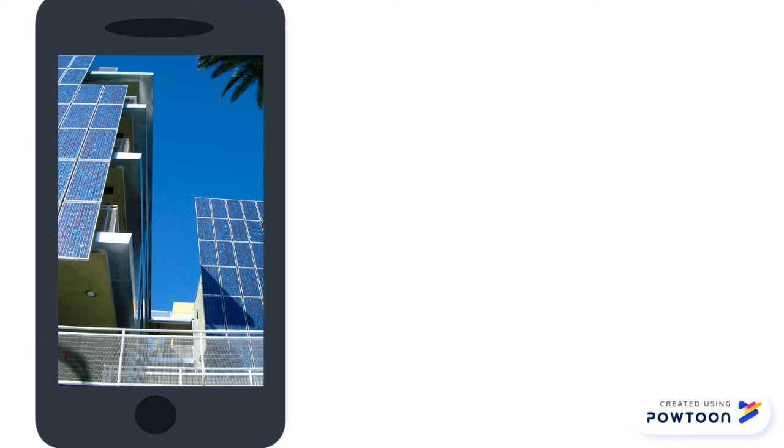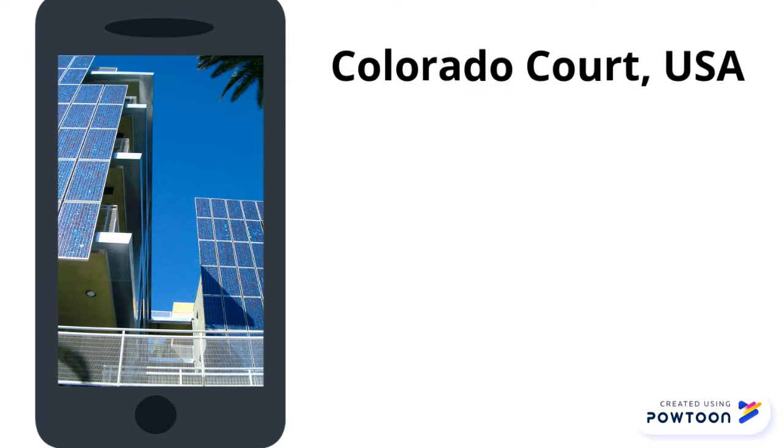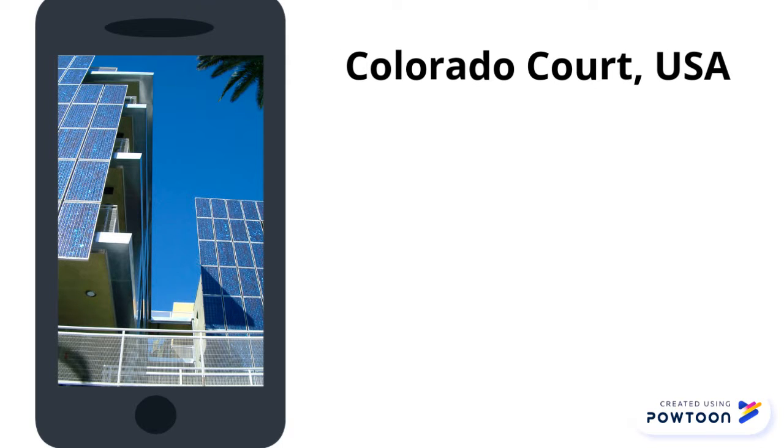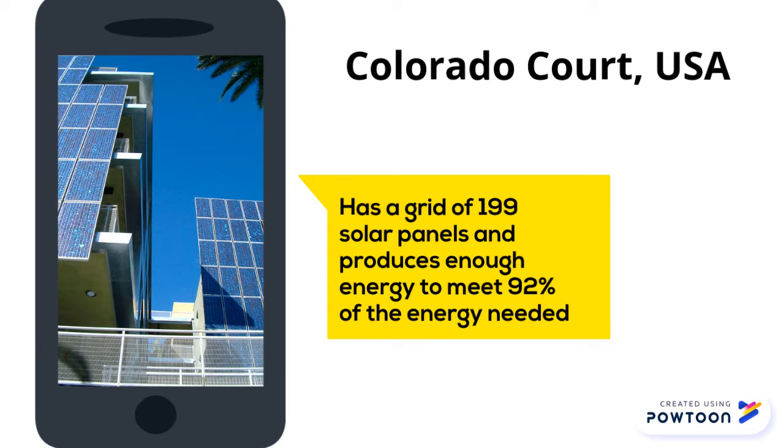It is evident that the United States has great examples of green architecture. For example, the Colorado Court, which has a grid of 199 solar panels and produces enough energy to meet 92% of the energy needed.